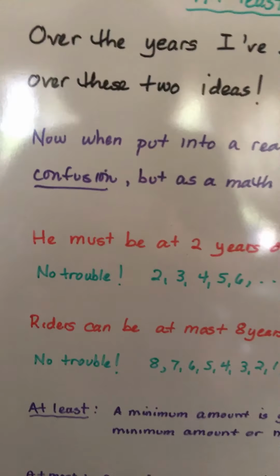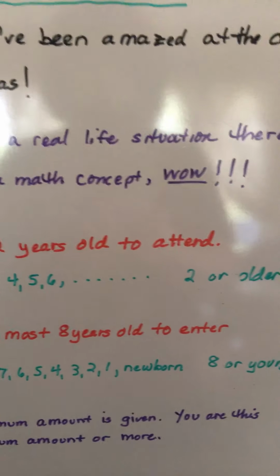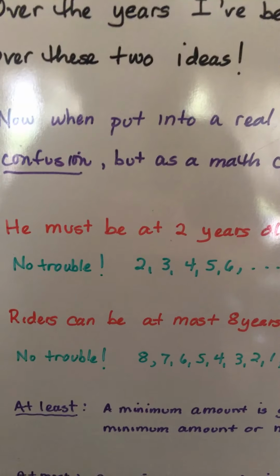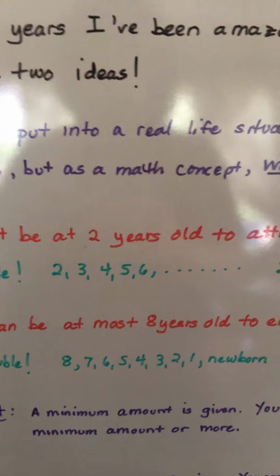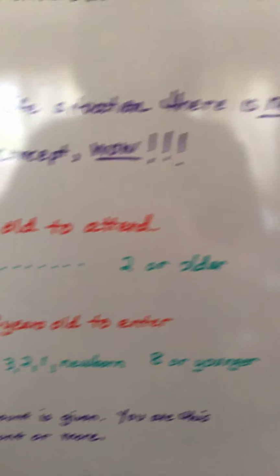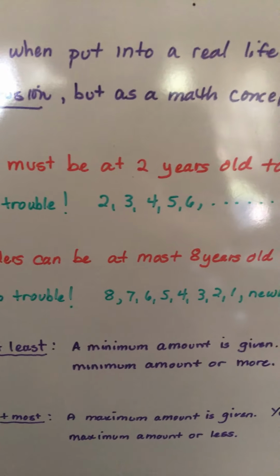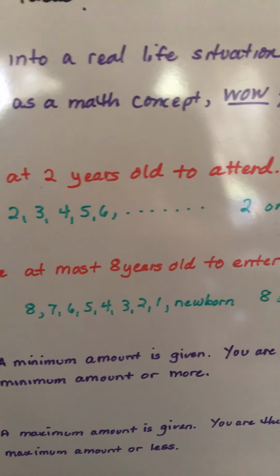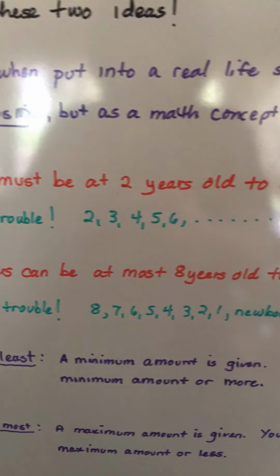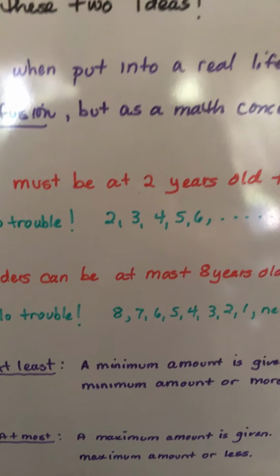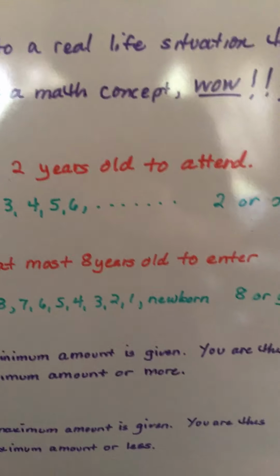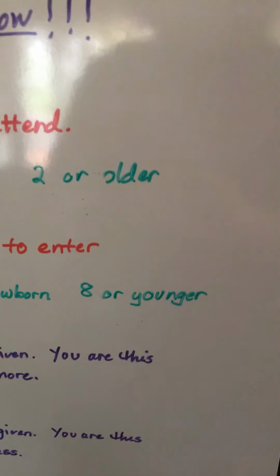So, for example, I tell you, he must be 2 years old to attend. And you go, no trouble. That means 2, 3, 4, 5, 6, 2 or older. I tell you, riders must be at most 8 years old to enter. So that means you got to be a little kid. You got to be 8 or 7 or 6 down to a newborn, 8 or younger.